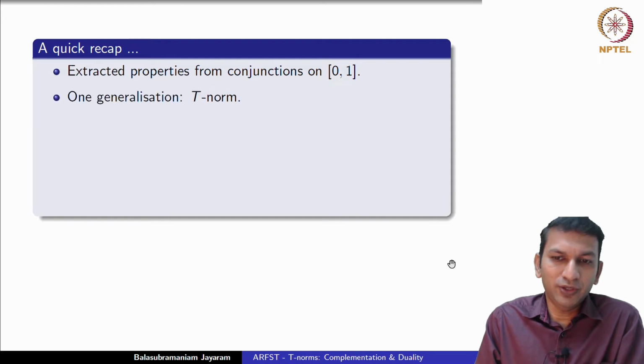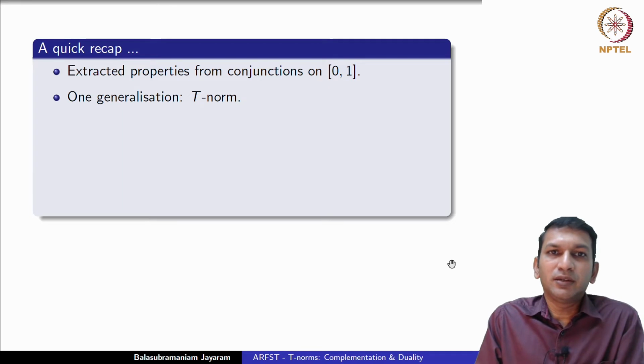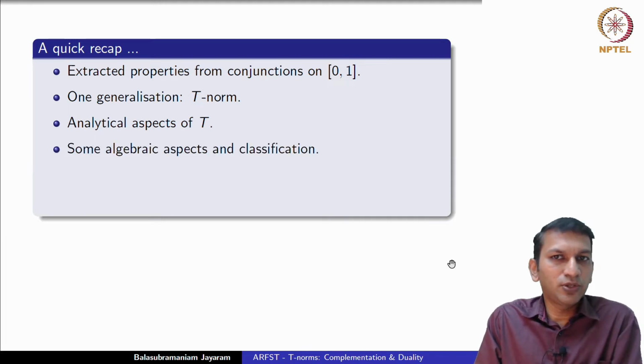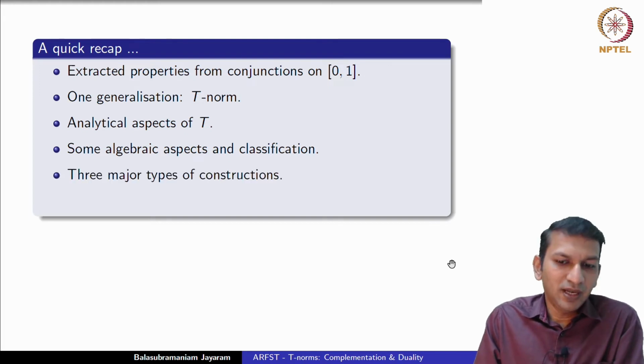During the course of this week, we have seen one particular generalization of conjunctions, namely that of the triangular norm or T-norm for short. We have seen the different kinds of continuity that we could relate to with respect to a T-norm. We also saw some algebraic aspects of T-norms, both at the elemental level and also at the level of a function, and offered a few classifications on the set of T-norms. We also saw three major ways of constructing T-norms and how they led to useful and insightful representations.